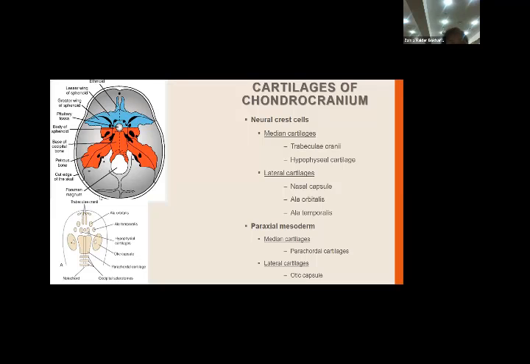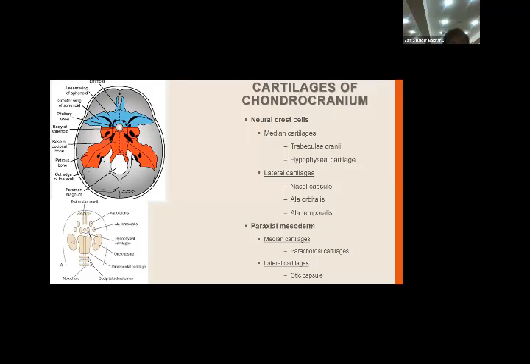Blue में देख लीजिए, ठीक है? That means कि median cartilages में से trabecular cranii और hypophyseal cartilage ये neural crest से develop होती हैं, और lateral cartilages में से nasal capsule, ala orbitalis, ala temporalis, they develop from neural crest cells. The mesenchyme that makes up these cartilages comes from neural crest.